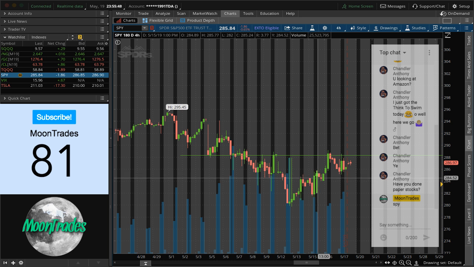So in my eyes, when something falls 100%, and hang on, I want to draw a support here too. When something falls 100% and recovers 100%, or you can look at it as this is the recovery, usually that's a bottom out sign. That's usually a sign that it's at its bottom.